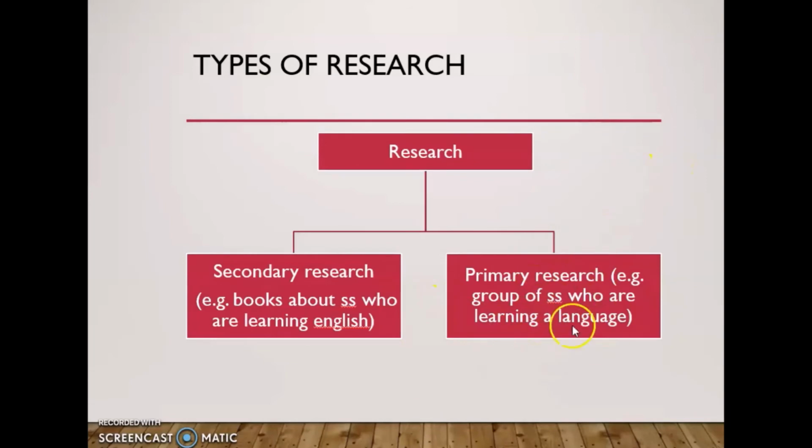While primary research is data that is collected directly from the site by the researcher. For example, if you want to study more about students' capability in English and you go to the class and collect the data, that's a kind of primary research.